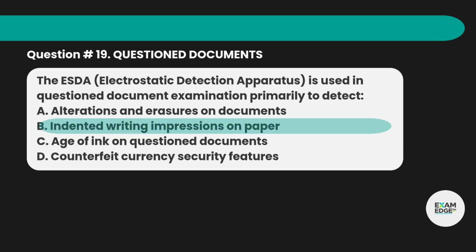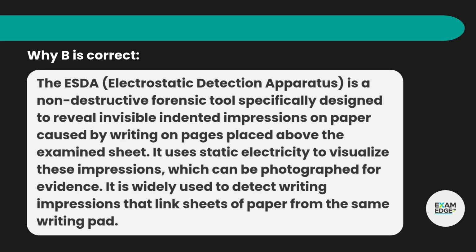Correct answer: B. Indented writing impressions on paper. Why B is correct. The ESDA, electrostatic detection apparatus, is a non-destructive forensic tool specifically designed to reveal invisible indented impressions on paper caused by writing on pages placed above the examined sheet. It uses static electricity to visualize these impressions, which can be photographed for evidence. It is widely used to detect writing impressions that link sheets of paper from the same writing pad.